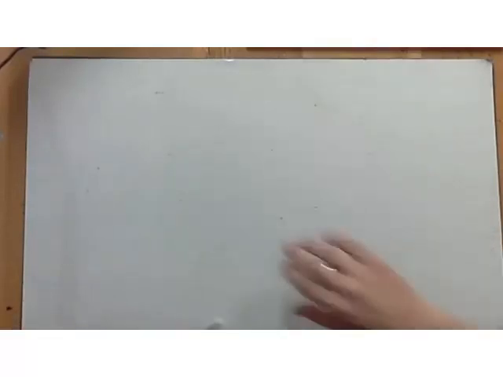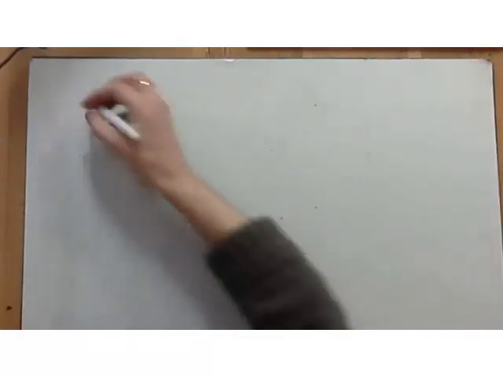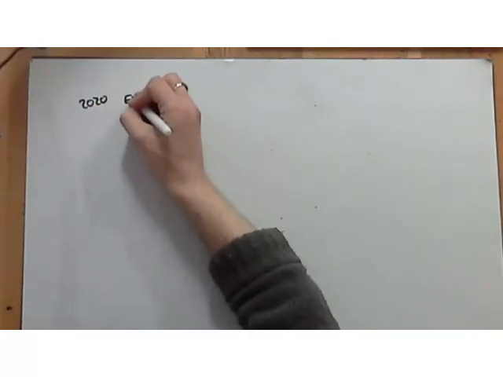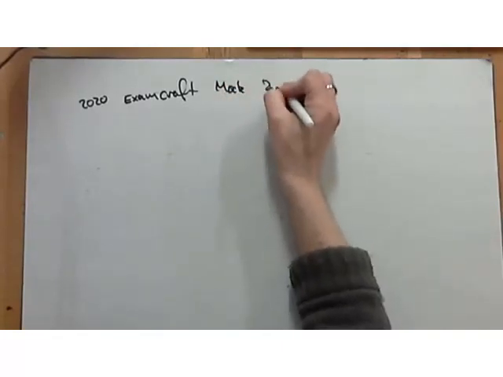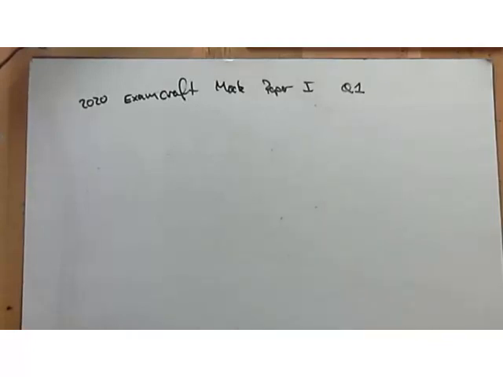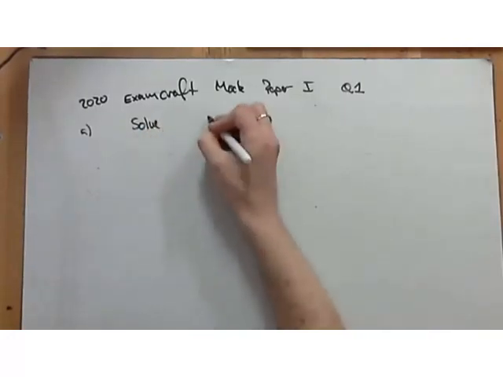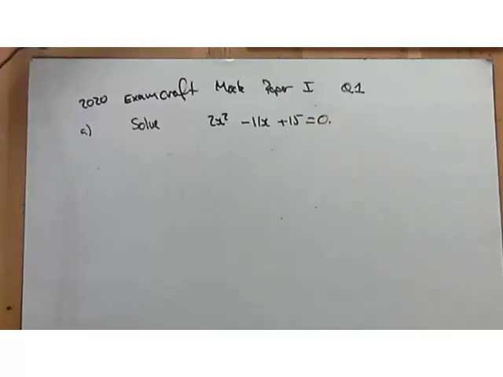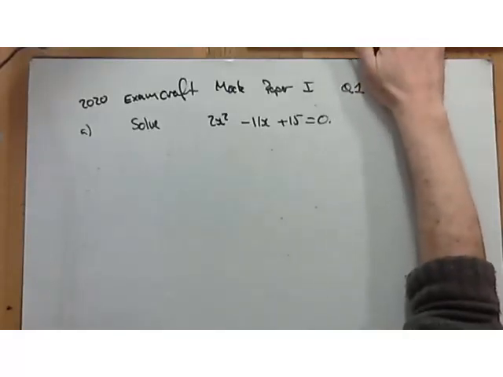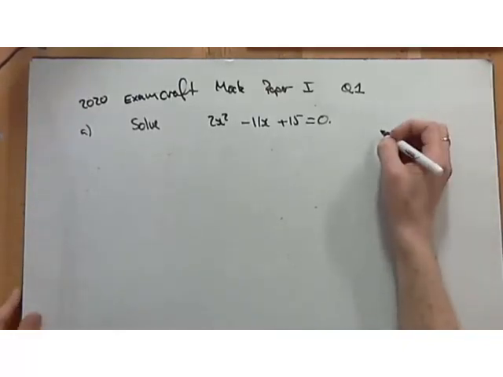Right, we're going to start with question 1 from this year's mock. So it's the 2020 Examcraft mock, paper 1, question 1. We'll start there. The first one is fairly straightforward. It says solve 2x squared minus 11x plus 15 equals 0. A very nice start to an exam. Now if you can do this in your head, it's fantastic, and if you can't, we have other methods to do it, the guide target and all of that.